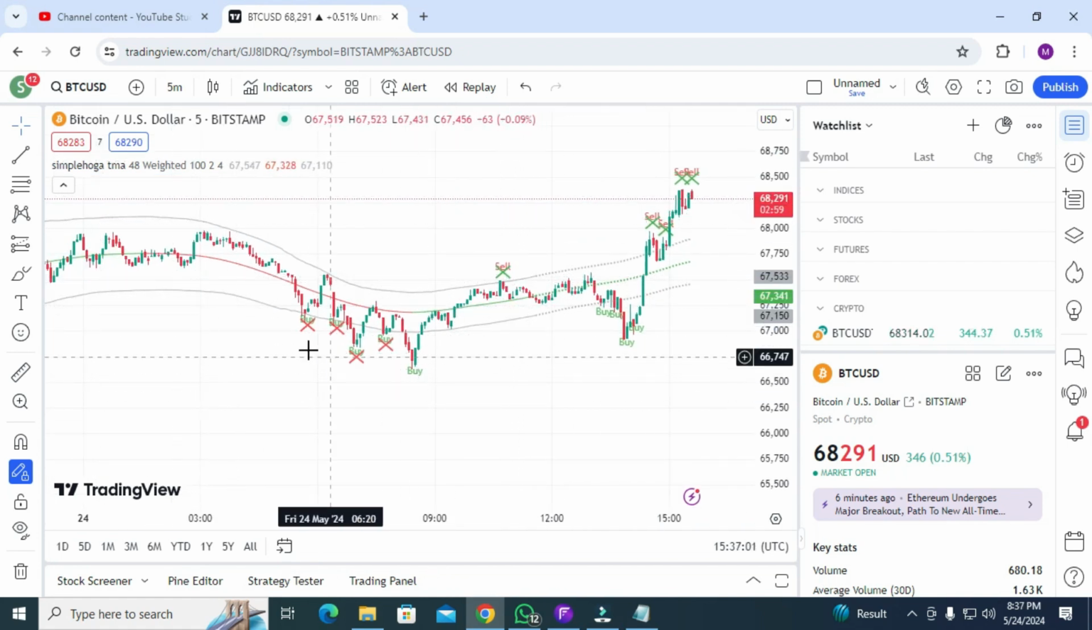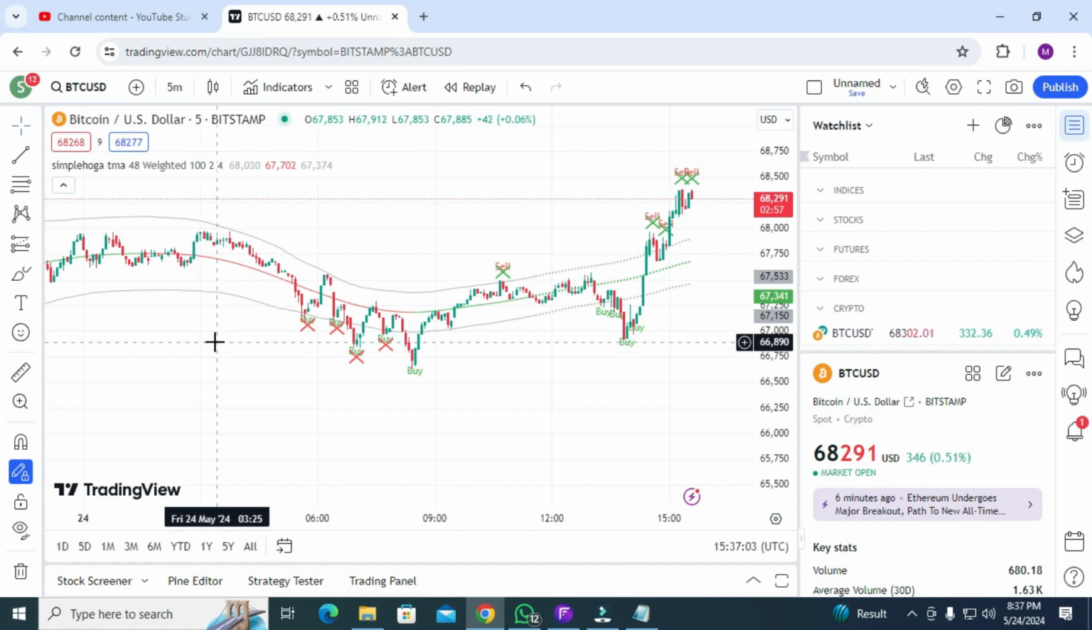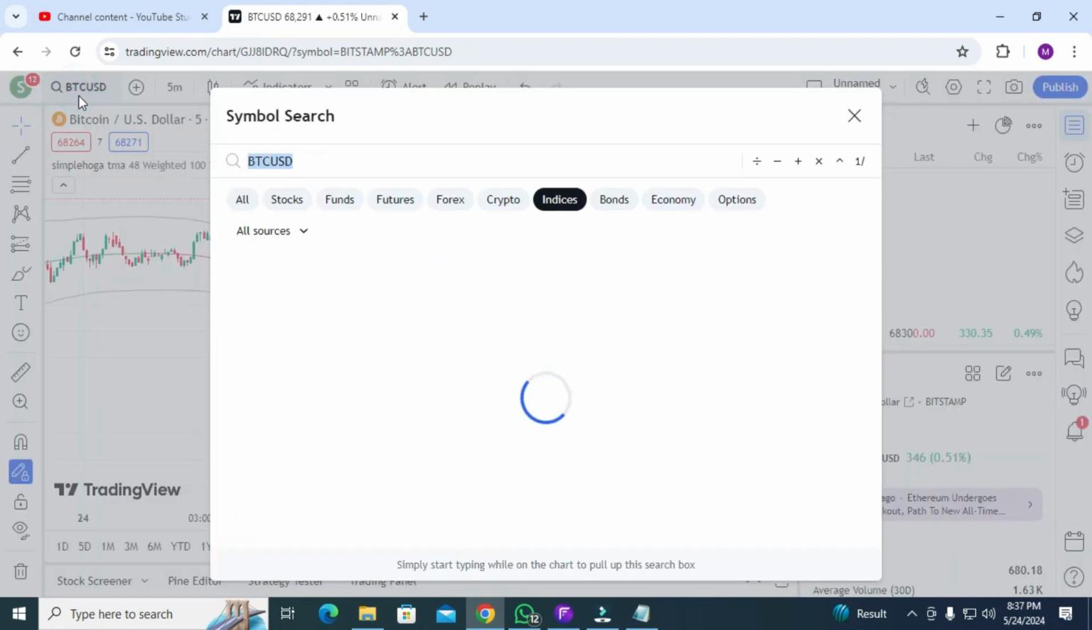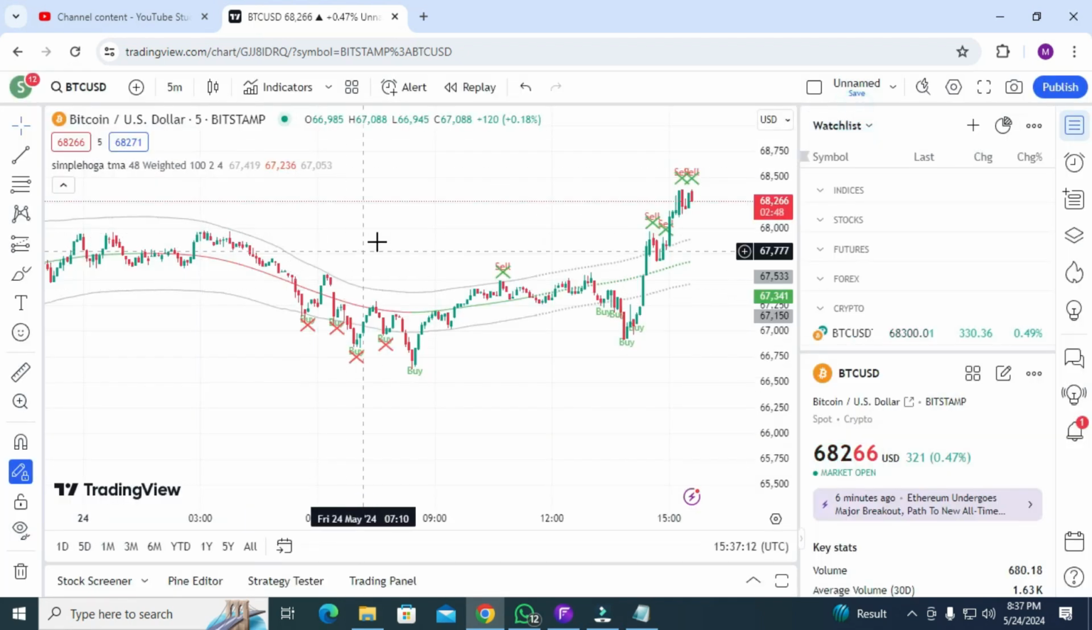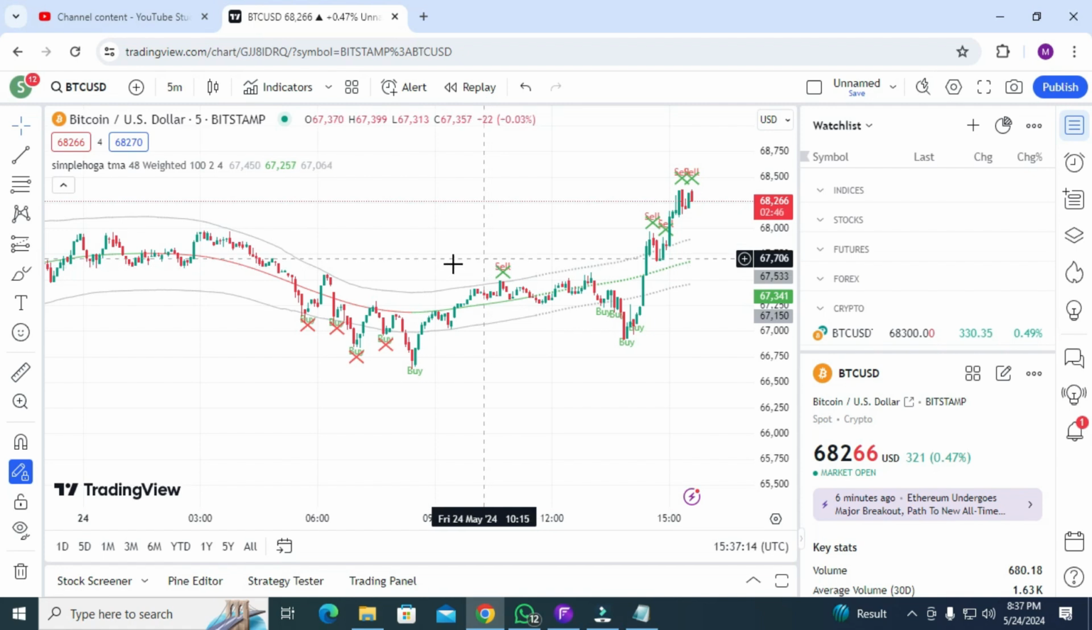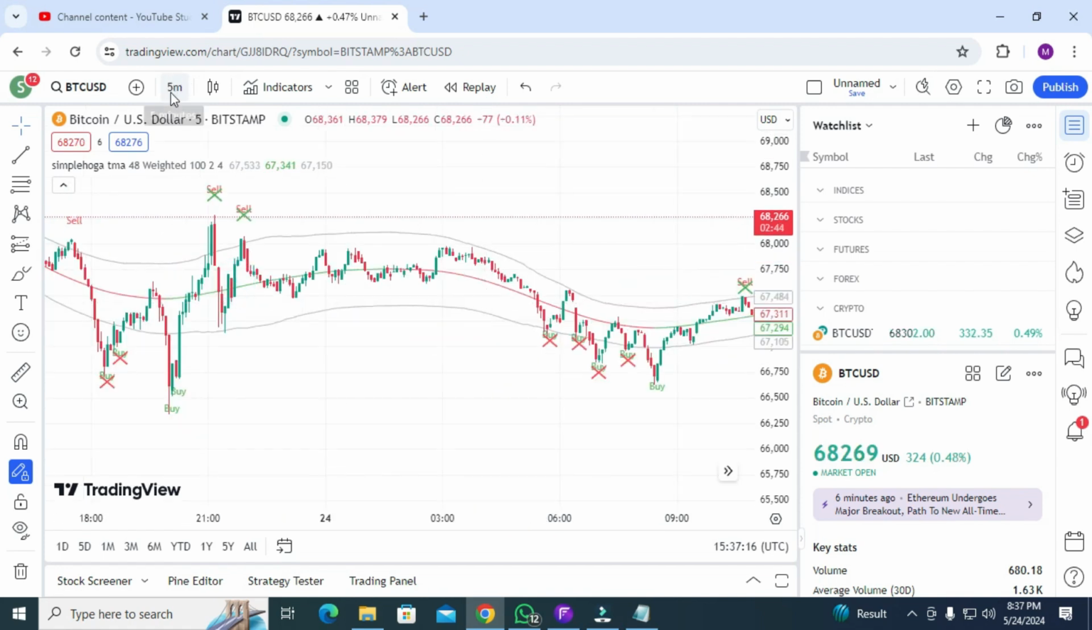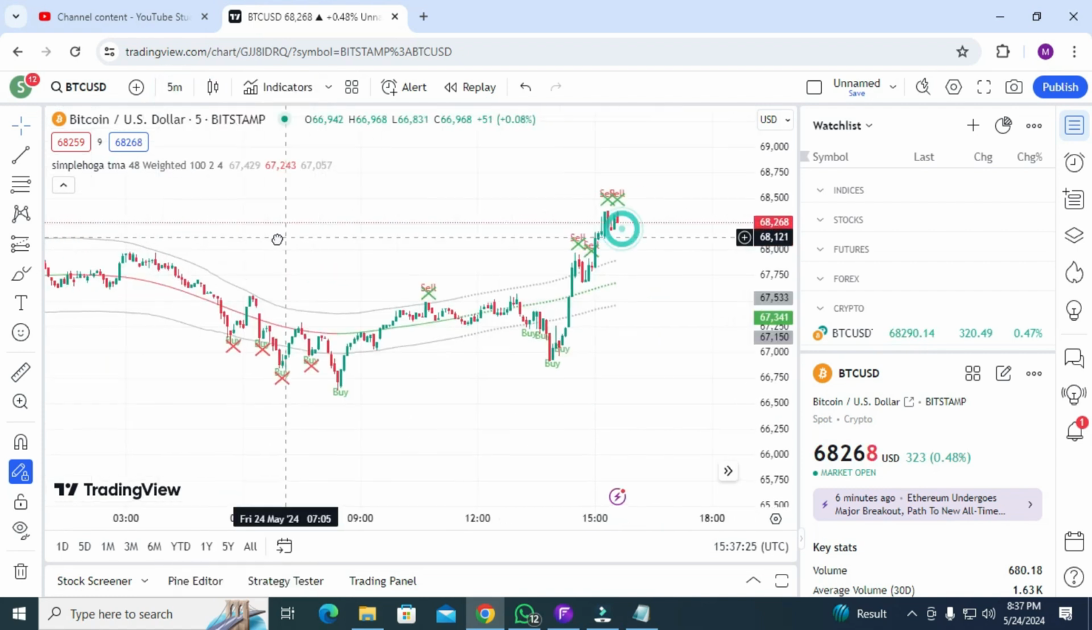This indicator is especially for Bank Nifty, for BTC, and for Nasdaq. I will show you the results. First of all, I need to tell you the conditions. I'm using the 5-minute time frame. You can use it in the 1-minute, 5-minute, 15-minute, 1-hour time frame, whatever. Here I need to show you the signals.